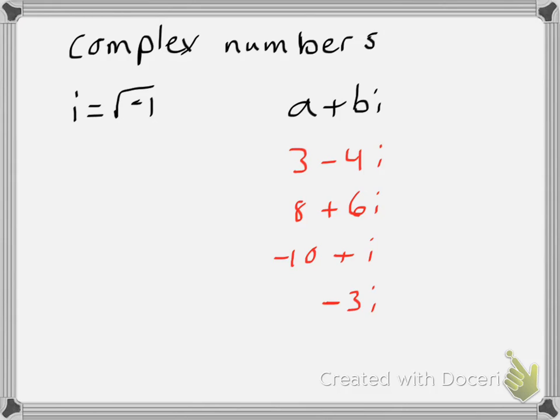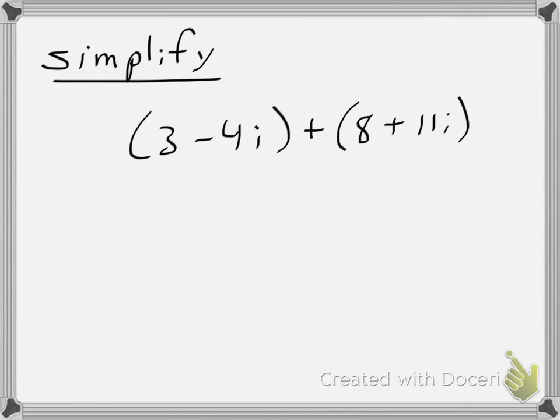Now when you add and subtract complex numbers, they work very much like any other variable. So it's almost like looking at i as just a standard variable, and it works out very smoothly. For example, if you were asked to simplify 3 minus 4i plus 8 plus 11i, because our middle sign is addition, we don't need the parentheses. The only time we would is if it were a negative sign. So I can drop them and look at it like so.